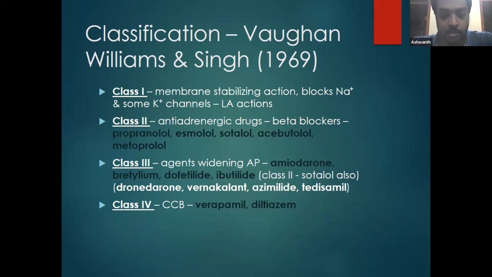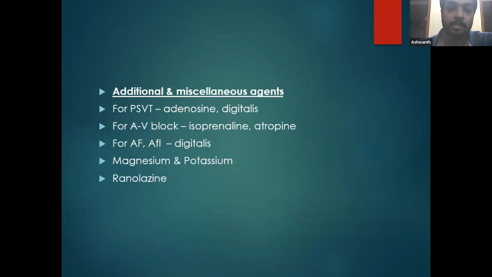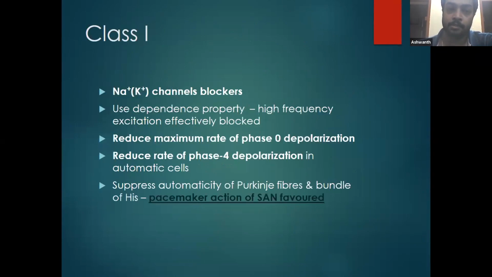They work on the potassium channels. Drugs like amiodarone, bretylium, dofetilide, and ibutilide are in this group. Class 2 drug sotalol also has a minimal class 3 effect. The newer drugs are dronedarone, vernakalant, azimilide, and tedisamil. Class 4 are the calcium channel blockers, verapamil and diltiazem. Other drugs are adenosine, digitalis, isoprenaline, atropine, magnesium, potassium, and ranolazine.